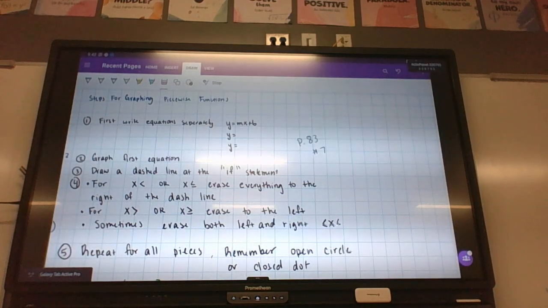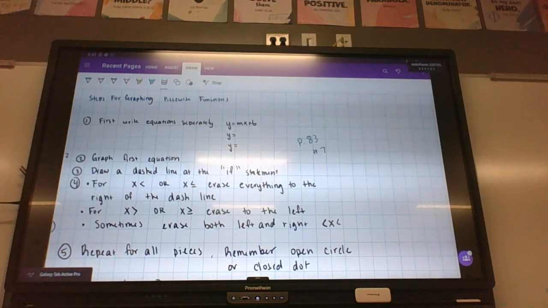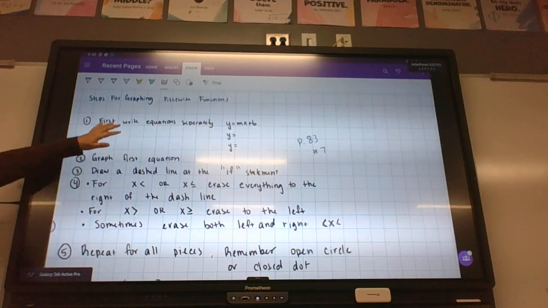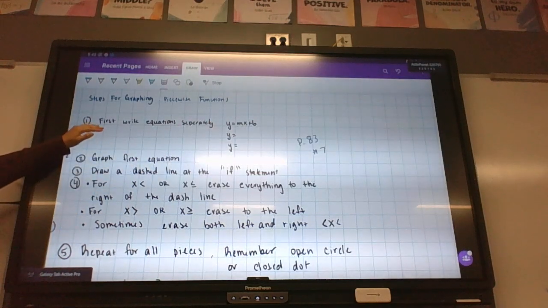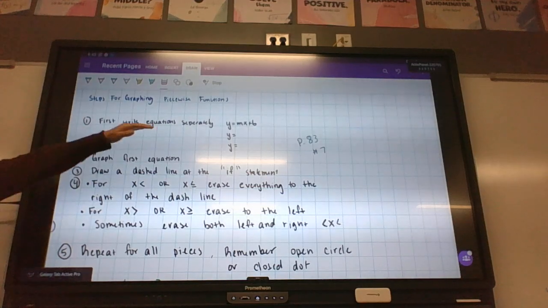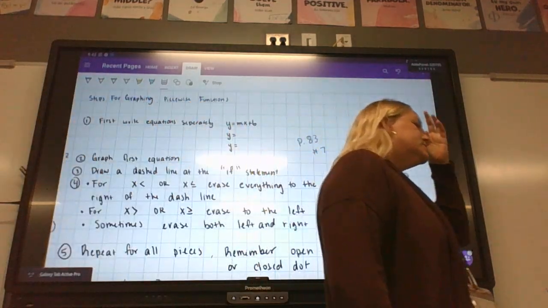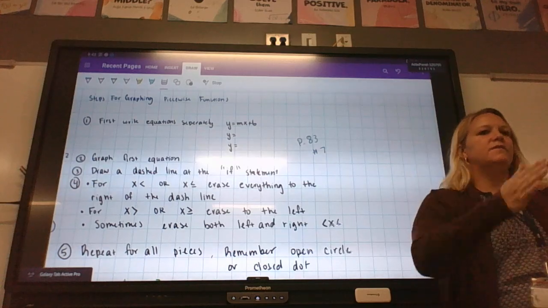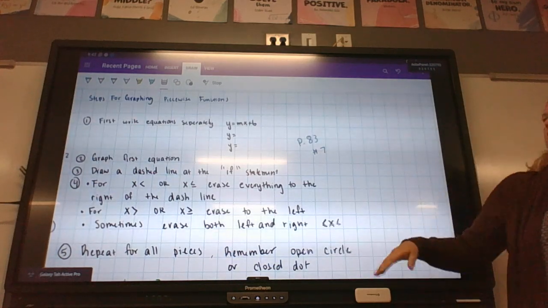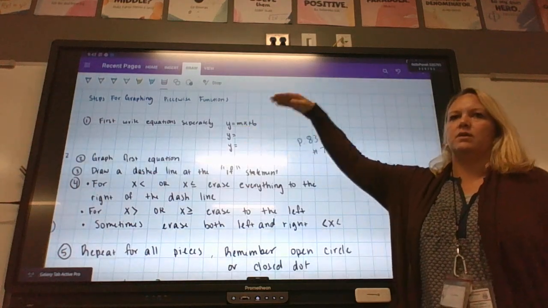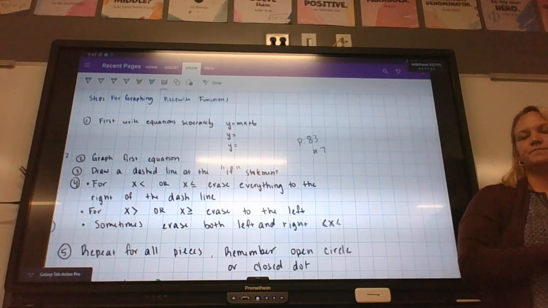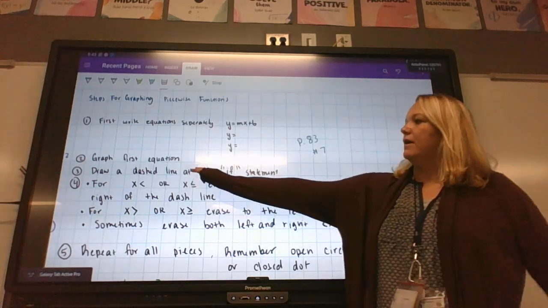So, what are we looking at here? These are just helpful tips. This is exactly what we just did. So, steps for graphing piecewise functions. The first thing I did with you is I wrote each equation separately as y equals. Because when you look at it with f of x and that fancy bracket, it's so many symbols. So I did y equals, y equals, y equals, so that I systematically take one line at a time. Then I graphed the first line.